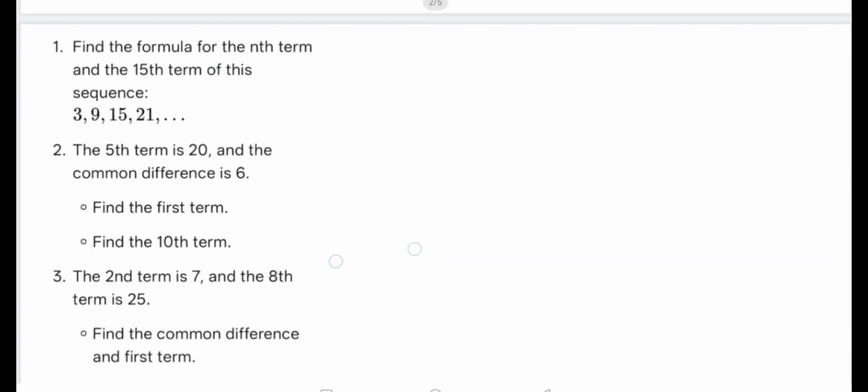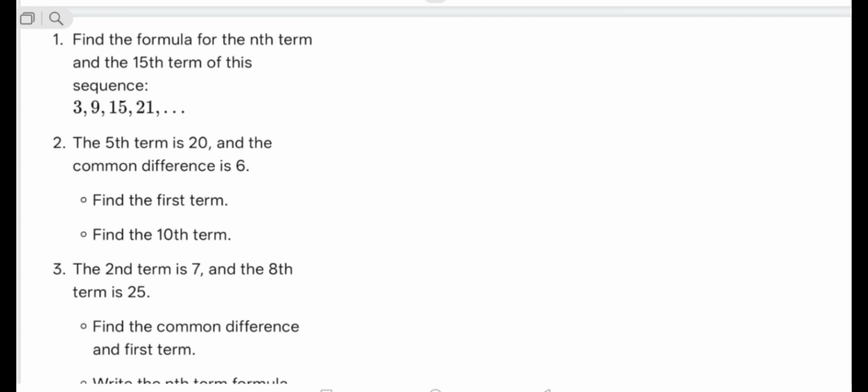Look at the first thing. I'm going to solve this question. Find the formula for the nth term and find the 15th term. First we have to find the nth term. We know the formula. A-N or U-N, same, no problem. U-N, I will write the formula: a plus n minus 1 into d.